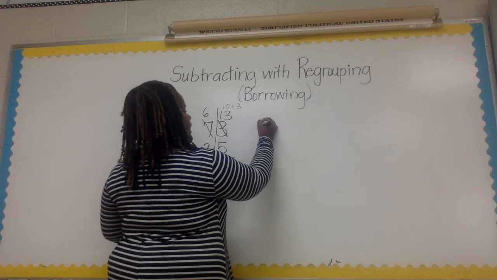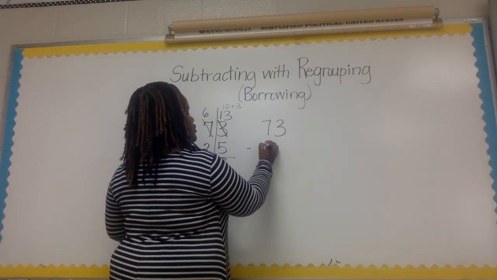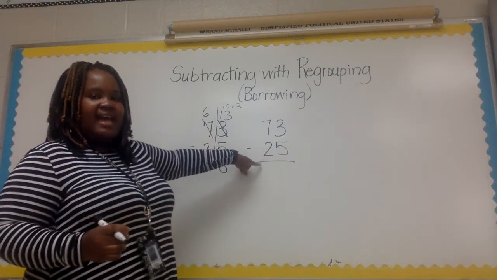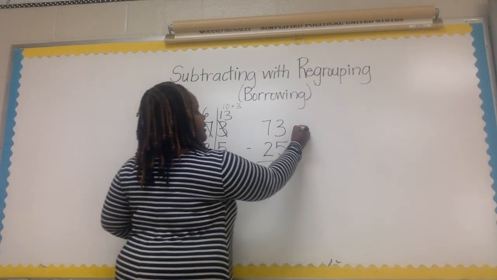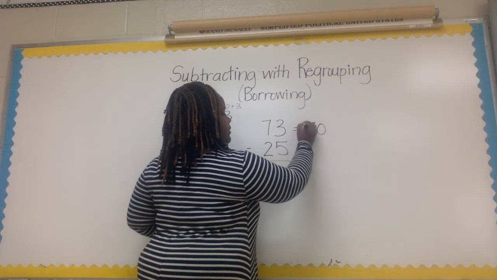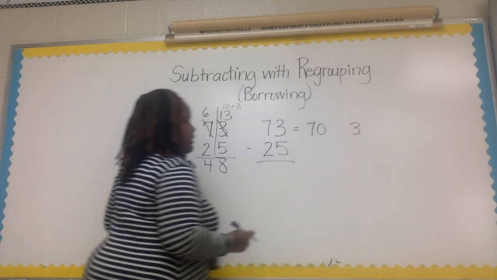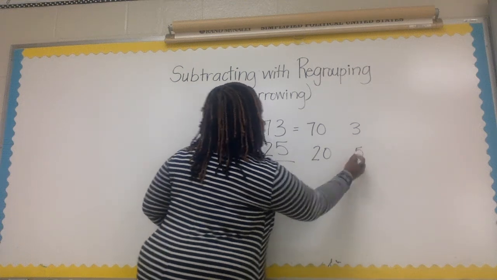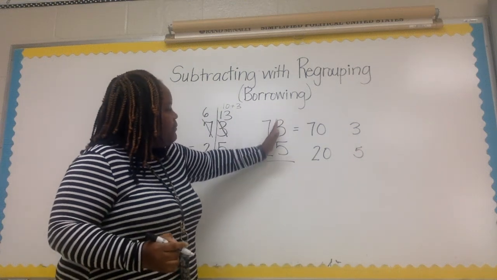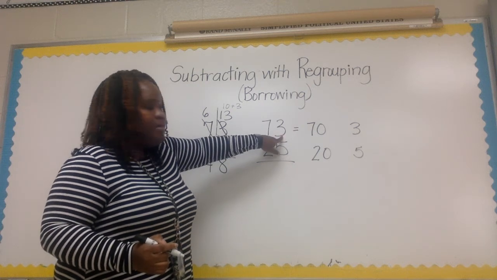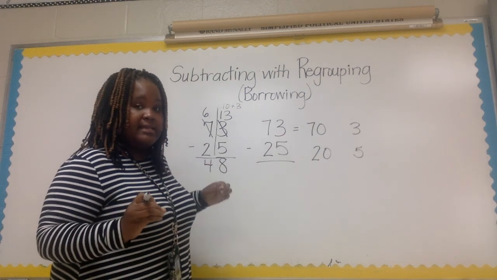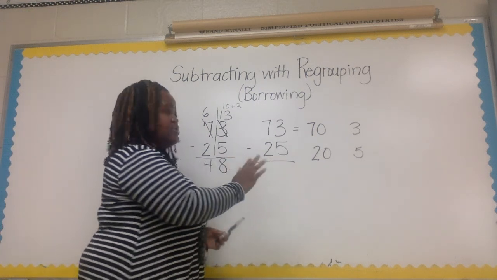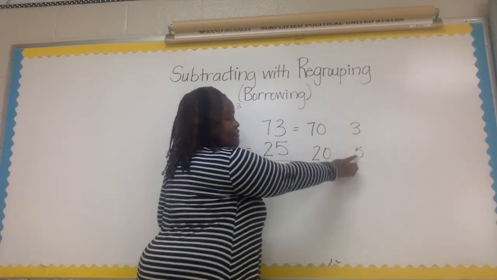So I'm going to write the same problem here, 73 minus 25, okay? Now, this problem is the same as me saying 70 plus the number 3 minus 20 plus the number 5, okay? Because the value of the numbers in this place right here, this 5 and the 3, is just that because it's in the ones place. So the value of this 3 is 3. The value of this 5 is 5, okay? So that's why I just put the 3 right here, and I put the 5 right here.